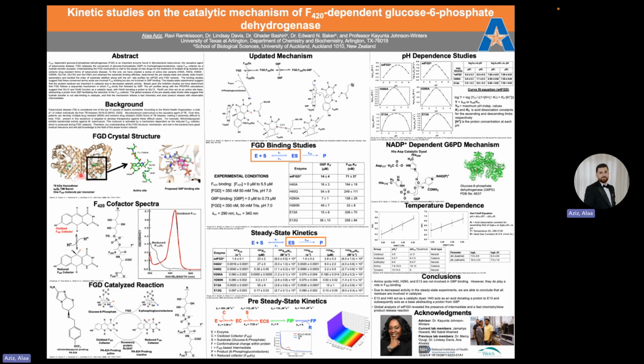The FGD crystal structure was resolved by our collaborator, Dr. Gadar Bashiri. It is a 78 kilodalton homodimer. So if you split it down the middle, you get two identical subunits, with an active site with the F420 cofactor bound deeply in the active site of each subunit.